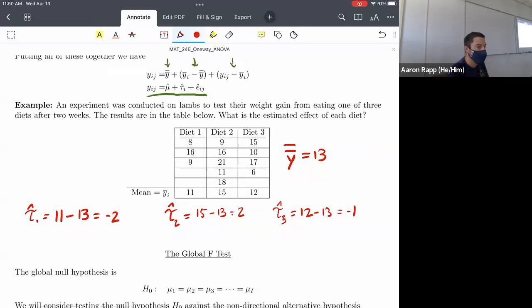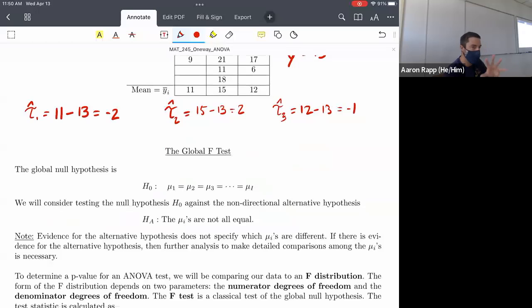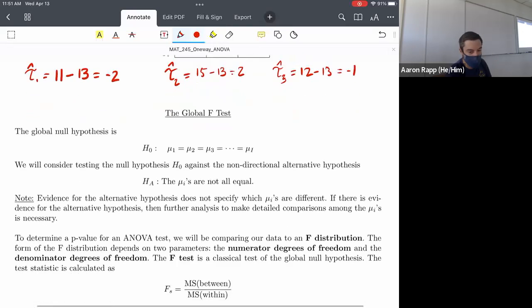So we'd expect that, maybe if there is going to be something that works a little bit better, it might be diet 2. But across the board, adding 2, subtracting 2, and subtracting 1, there's not too much of a difference there. So we want a way that we can scale this to any general scenario and say, these treatment differences that we see, are those differences significant enough? Or is this probably just due to some randomization from the sample? That is going to be the global F test. So we'll talk about that on Monday, as we don't have class on Friday.